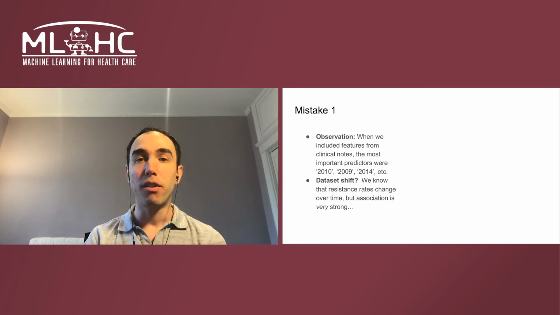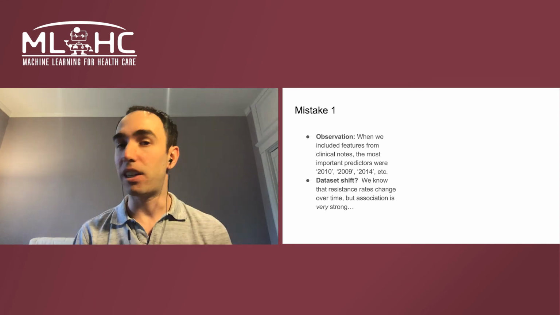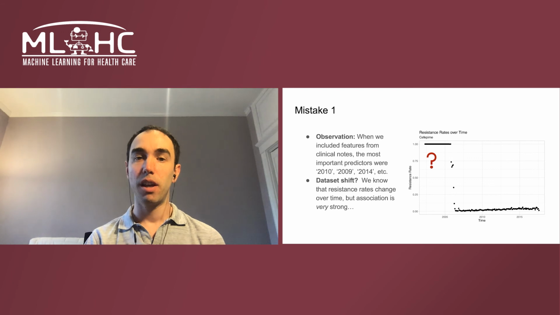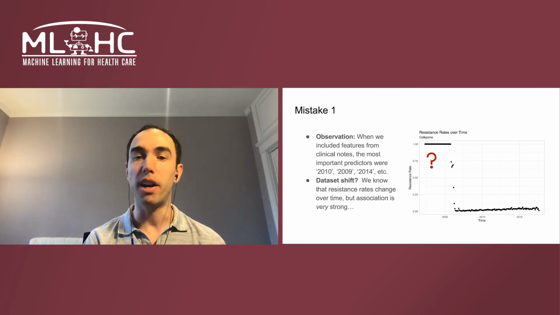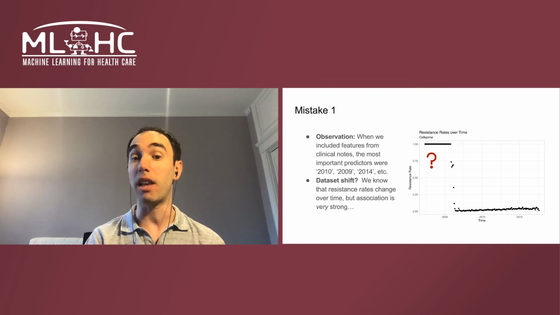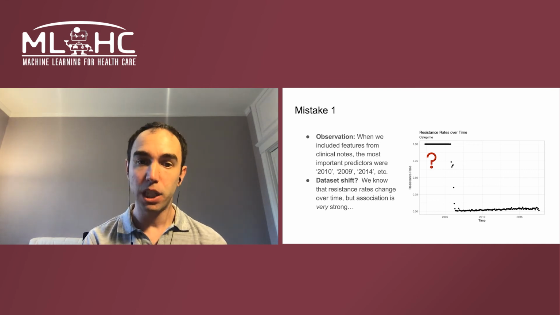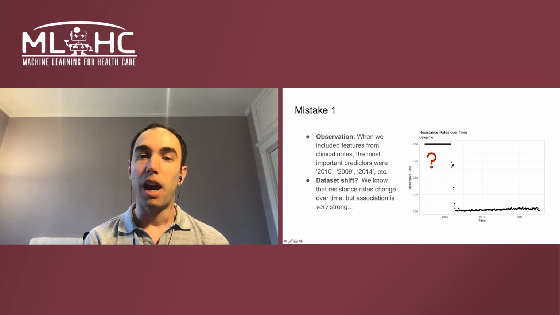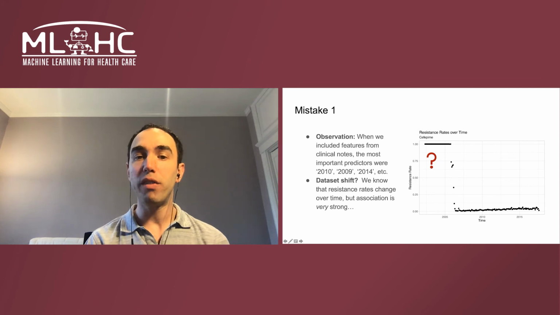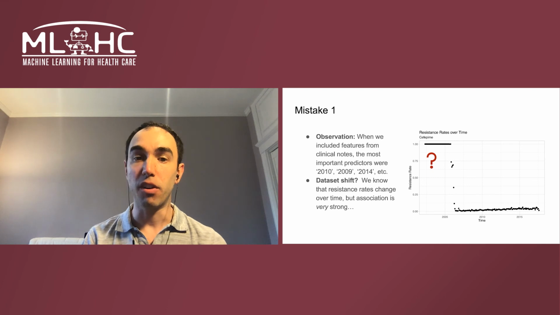Digging in a little bit further, I mean, we expected some data set shift, but not that much data set shift. And when we looked at the resistance rates across time for a variety of antibiotics, we saw a trend that looked very worrisome. So for example, here we see one of the antibiotics, and up until about 2007, nearly all of the specimens were observed by our derived labels to be resistant to this antibiotic.